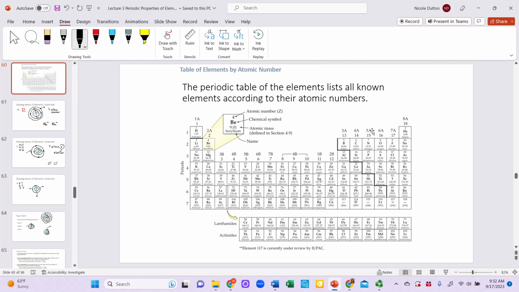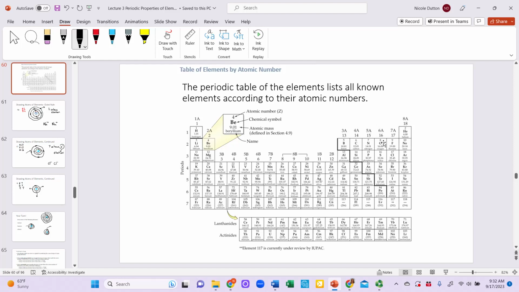Everyone in group 5A has 5 valence electrons. If you think about it logically, is it easier to give up 5 or to gain 3 in order to become a full 8? It's easier to gain 3 than to lose 5. So here is where we start getting to the negative charges, because when you gain 3 electrons, you become negative by 3.